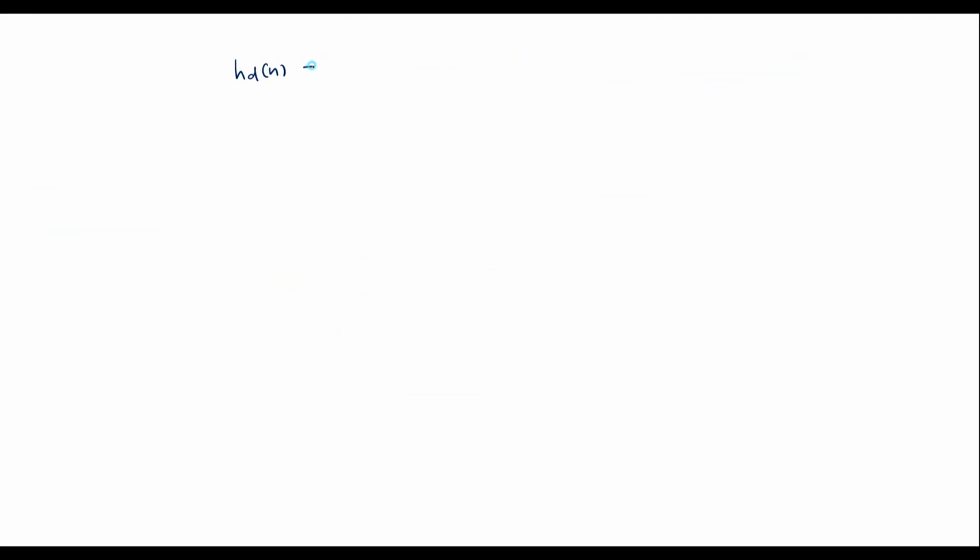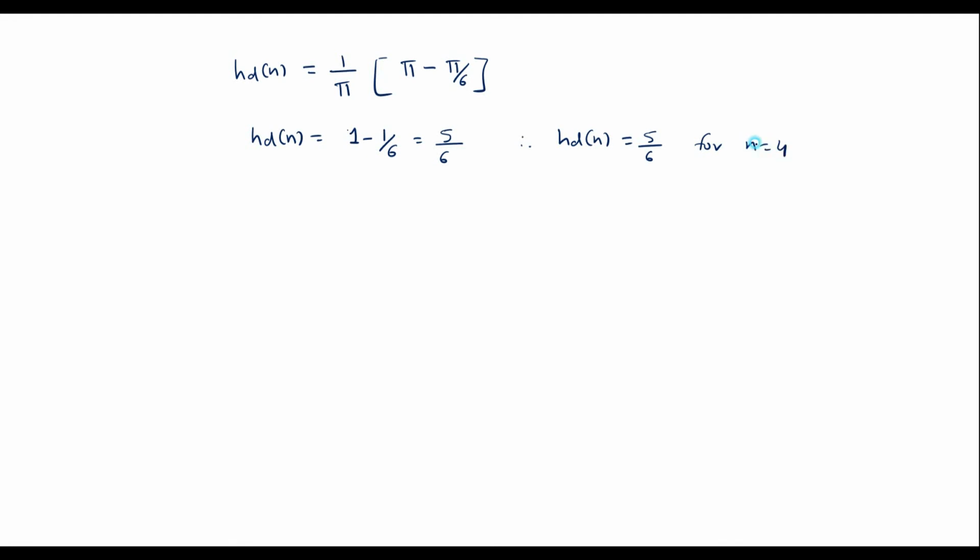hd of n is equal to 1 over pi times [pi minus pi by 6]. Simplifying this, I'll get hd of n is equal to 1 minus 1 by 6, which is equal to 5 by 6. So therefore hd of n is equal to 5 by 6 for n is equal to 4.